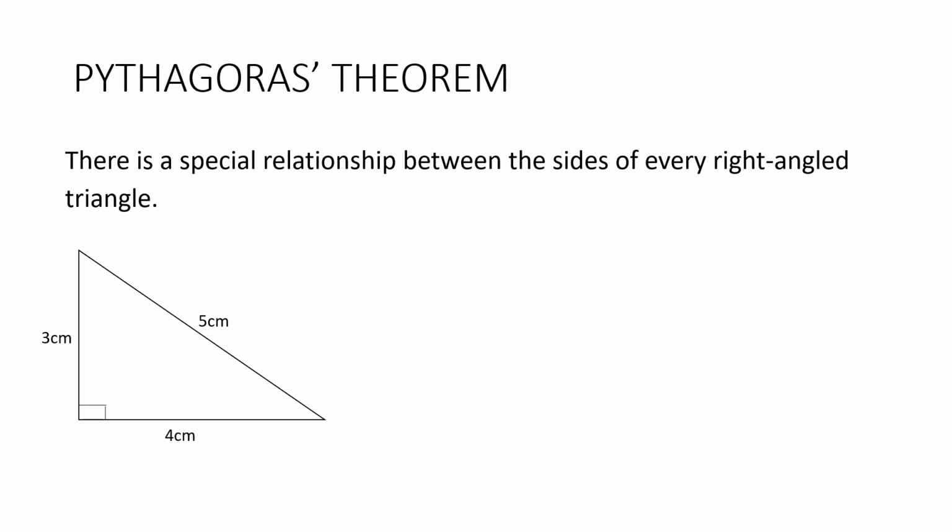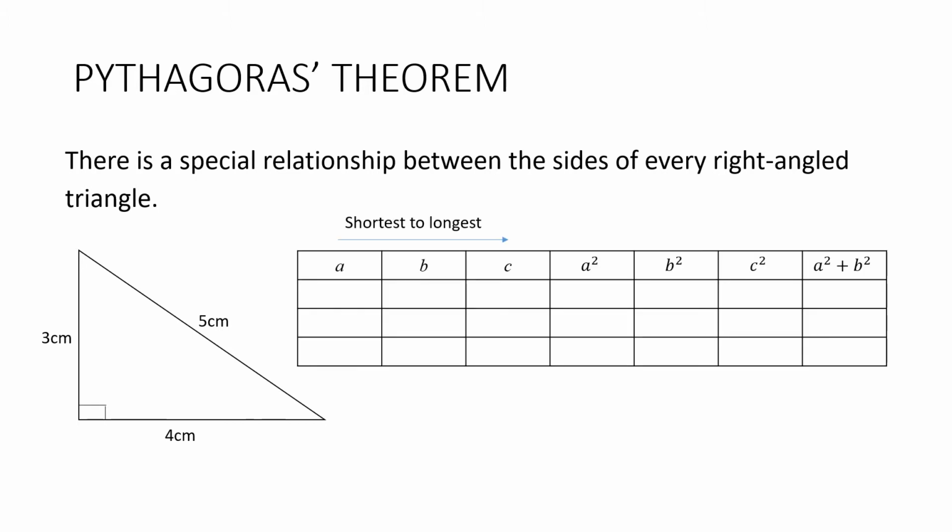Here's the first triangle. It's got side lengths of 3 centimeters, 4 centimeters, and 5 centimeters. So let's draw up a table. Here I've got the sides A, B, C, and we're going from shortest to longest. Then I'm going to square each of the sides. And then finally, I'm going to add the squares of the two shortest sides together. So let's put these in.